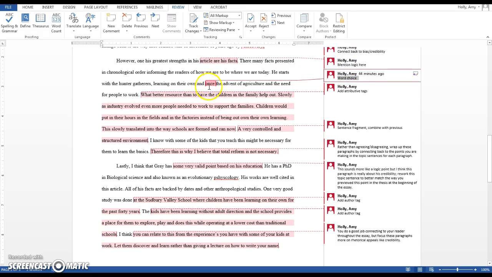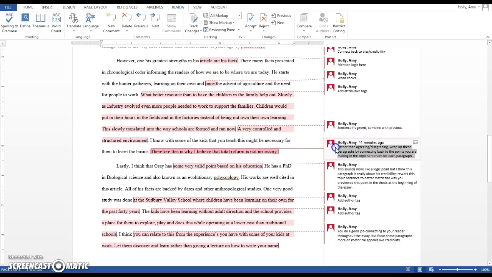I thought that this word choice was a little questionable. He starts with the hunter-gatherers learning on their own, and once the advent of agriculture and the need for people to work, what? So it sounds kind of like a sentence fragment here, but you could make it a complete sentence by saying, and then moves on to discuss the advent of agriculture and the need for people to work or something like that. Just make this more of a chronological transition rather than an adjective, which is what it is right now.